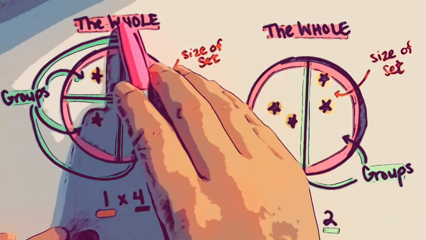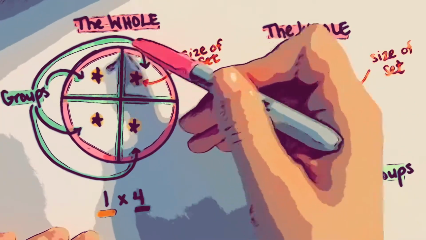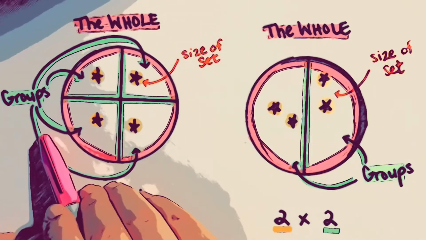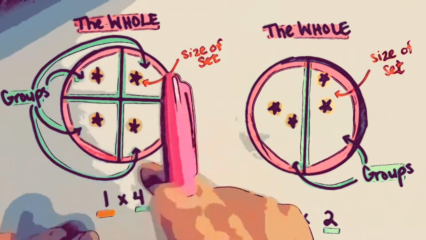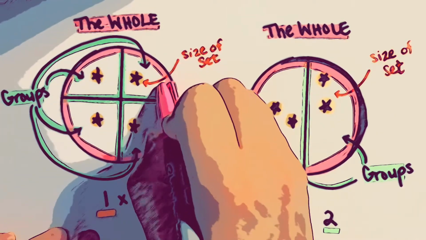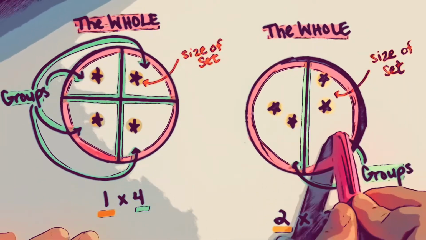So here is the whole. This is the entirety of the model that we're creating here. So within this whole, I have groups. And as you can see in this diagram, I have 1, 2, 3, 4 groups. And in this diagram over here, I have 2 groups.